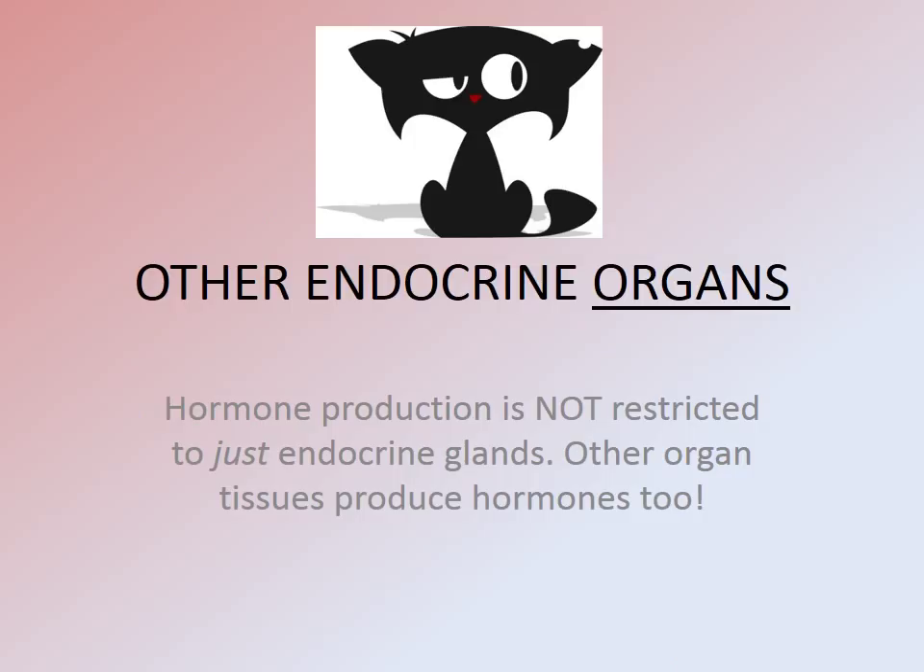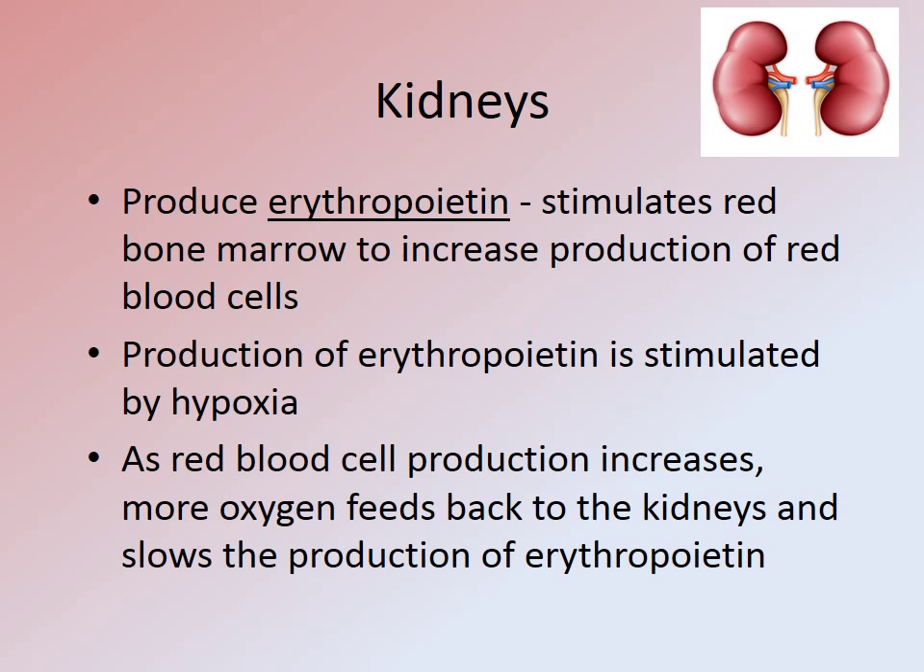Other endocrine organs, none of these are considered glands, but nonetheless are very important to the endocrine system. Our kidneys, we're going to talk about this during the urinary system. They produce erythropoietin, a hormone that stimulates red bone marrow to increase production of red blood cells. We did talk about this during the skeletal system when we were talking about red bone marrow. But nonetheless, kidneys do produce a hormone, even though they are not an endocrine gland. They have endocrine functions by producing erythropoietin, which stimulates the bone marrow to make red blood cells.